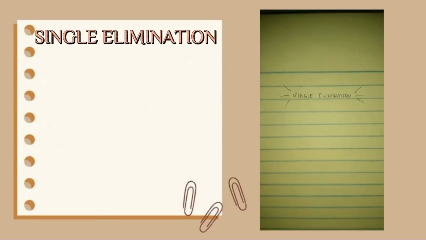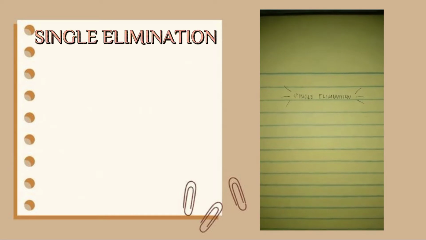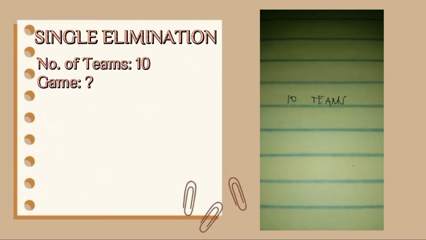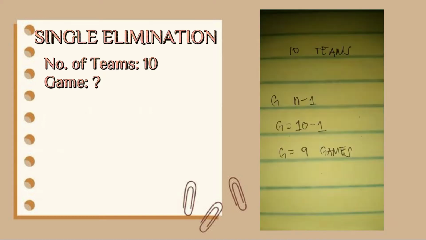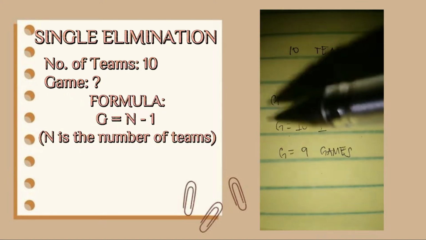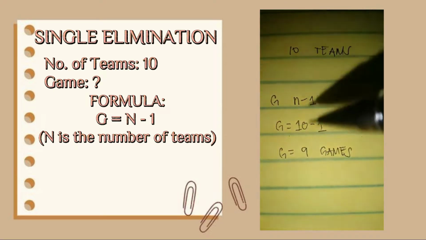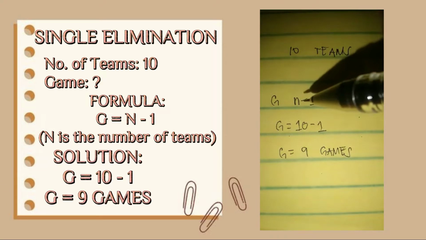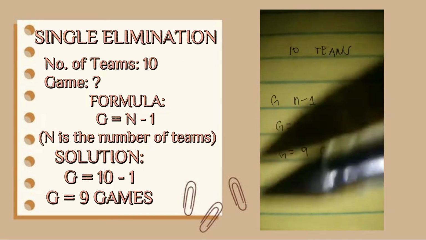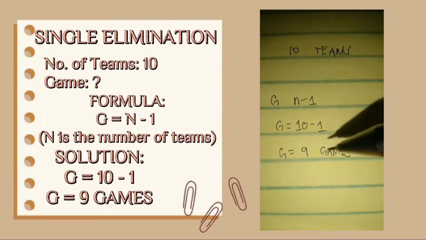Let's start off with a single elimination and I'll show you how I learned to solve it. So, the given number of teams is 10. In order to start the map or the diagram, we'll start by finding the number of games first. So here's the formula to find the number of games. Copy G and substitute 10 as N, which came from here, and minus 1. So 10 minus 1 is 9, which is the total of games.